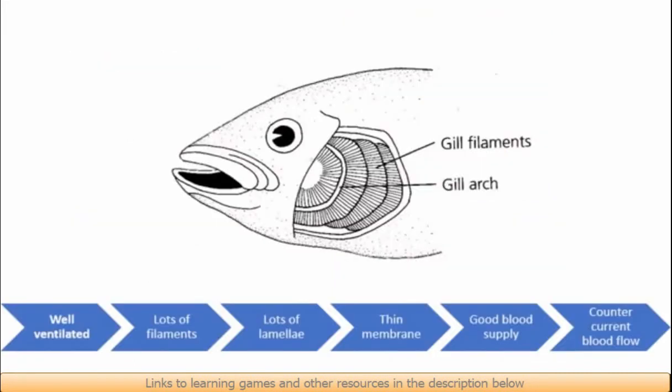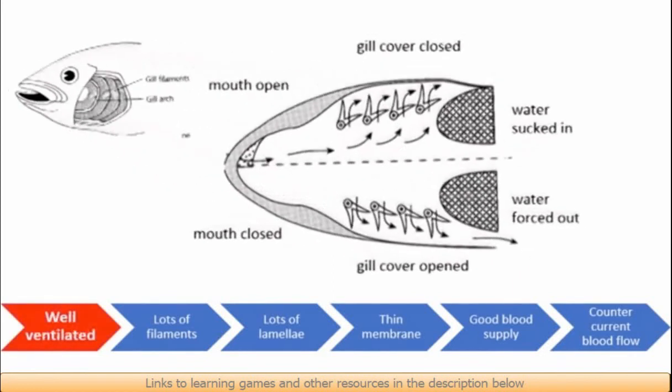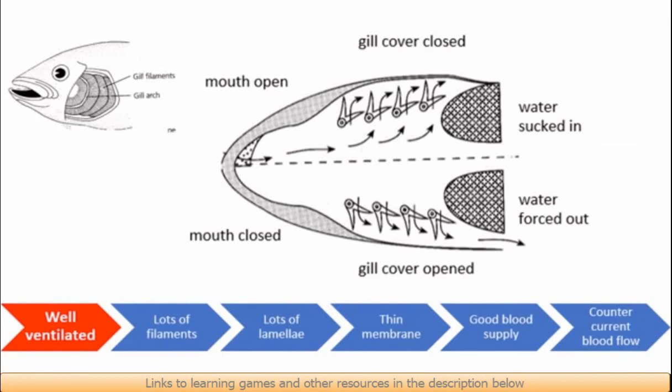Fish gills are mainly inside their mouth and covered by a bony gill cover called an operculum. Having gills inside their mouth allows for water to be forced to flow over the gills. When the mouth is opened and the gill covers are closed, water is sucked in and flows through the gills. When the mouth is closed and the gill covers are opened, the same water continues to flow over the gills. Keeping the gills well ventilated with water maintains a diffusion gradient by keeping the high concentration of oxygen in the water at a high level.